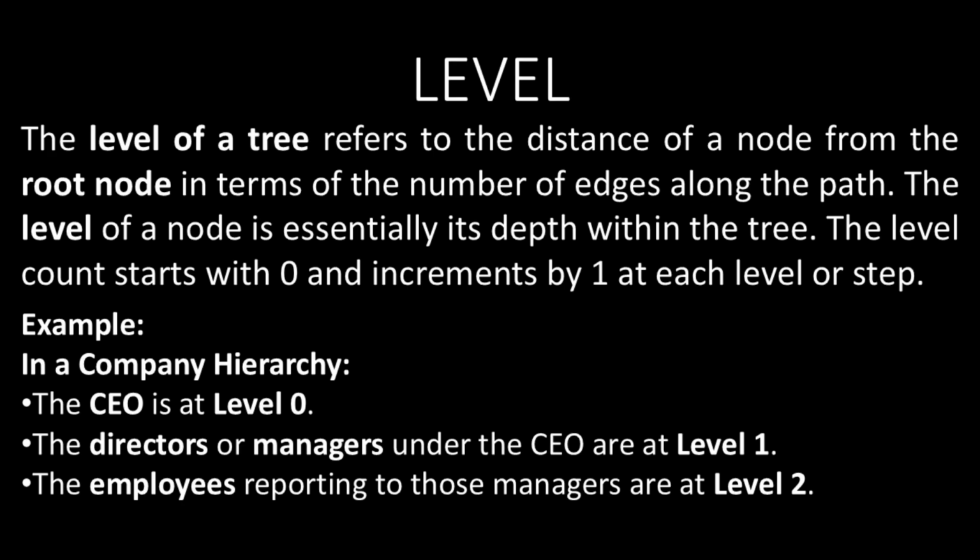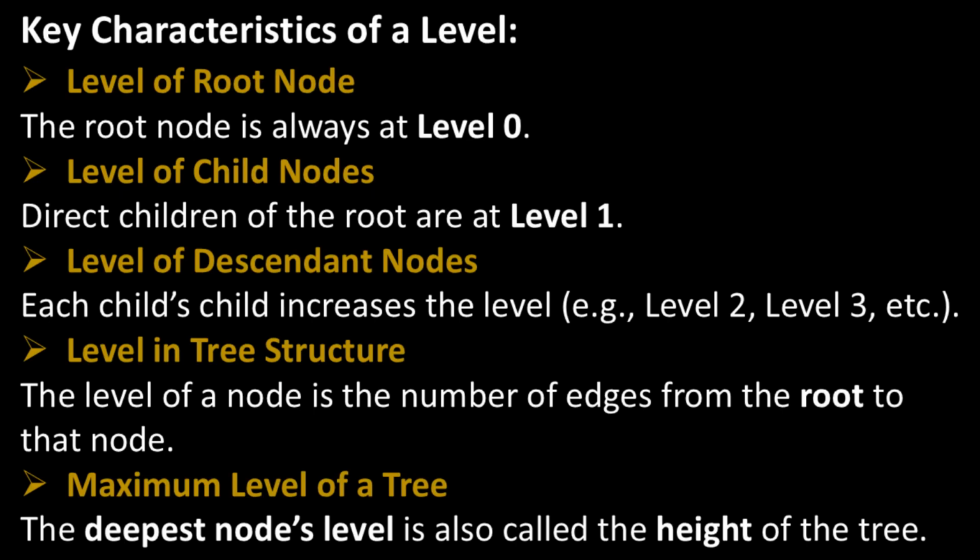So here are some key characteristics. First one, level of root node. The root node is always at level 0. Level of child nodes. Direct children of the root node are level 1. Third one, level of descendant nodes. Each child increases the level.